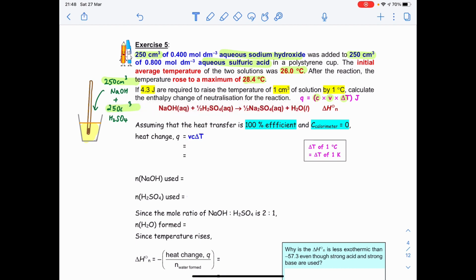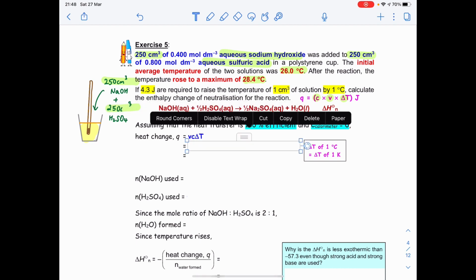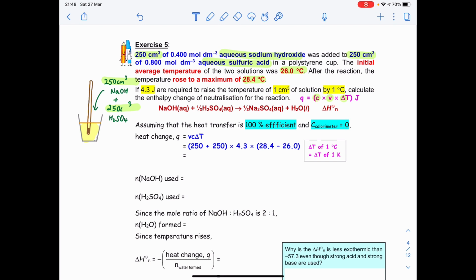which is equal to VcΔT, where V is the total volume of solution in the cup, which is 250 plus 250, times c, which is given to be 4.3, and ΔT in degrees Celsius. And the answer for Q will be in joules, convert to kilojoules, 5.16 kilojoules.